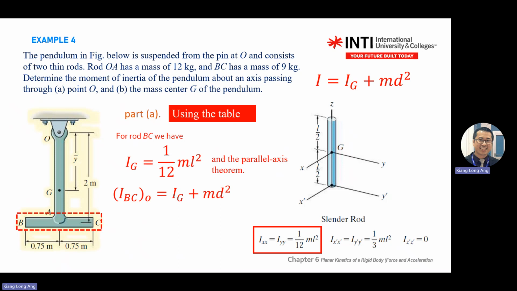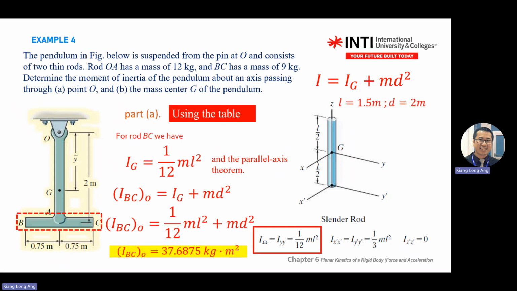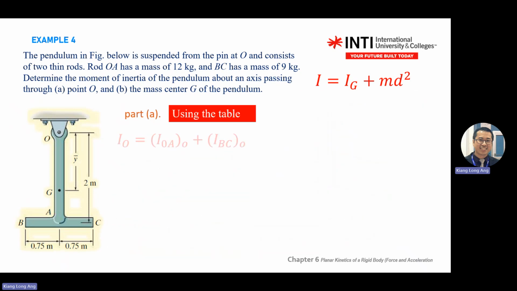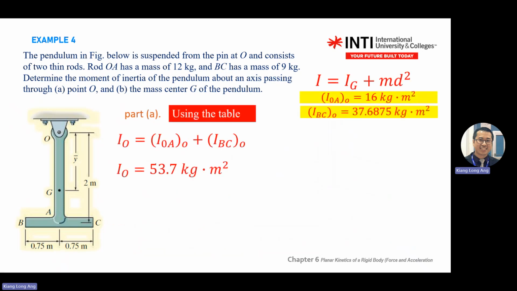So you substitute the value, and you'll get for BC 37.8-something kilogram meter square. Then you combine the first one and the second one. You combine the two, you get 57.7. This is from part A, where you refer to point O.